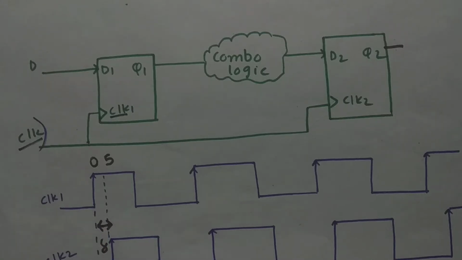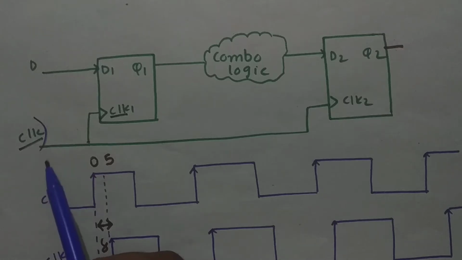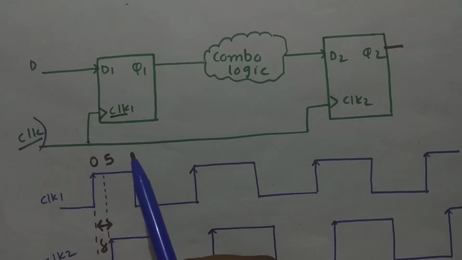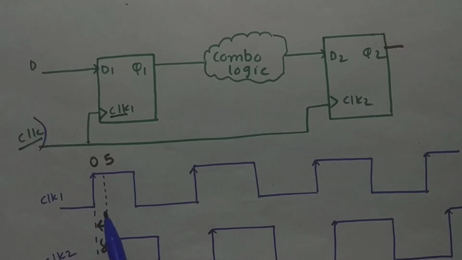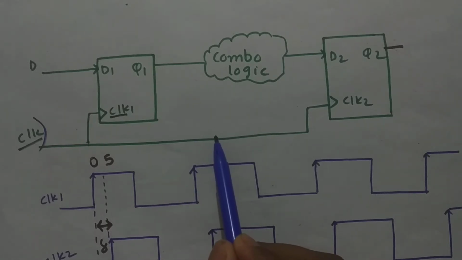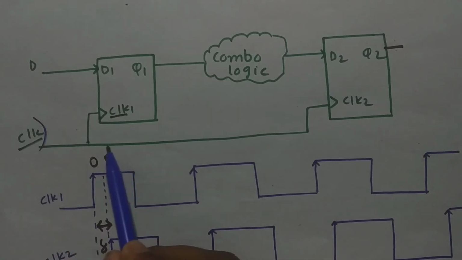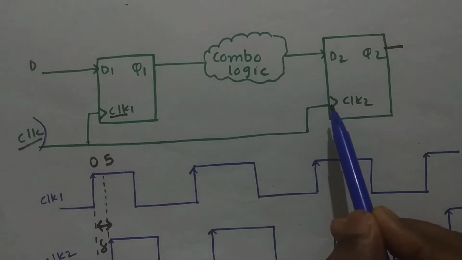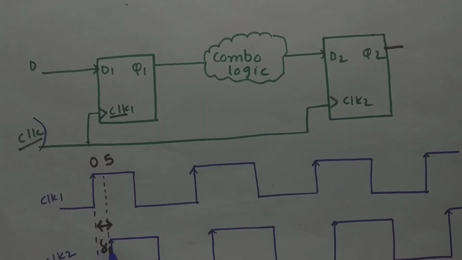I'm considering that there is no delay between clock and clock 1, so the arrival time is 0 for clock 1. As a result, we will get the clock at 0th time, but there is a certain amount of delay in the net delay. Let us consider this is having 5 seconds of net delay. So clock will reach after 5 seconds at clock 2. As a result, we will get a small difference between the arrival times. Let's say this is considered as delta.